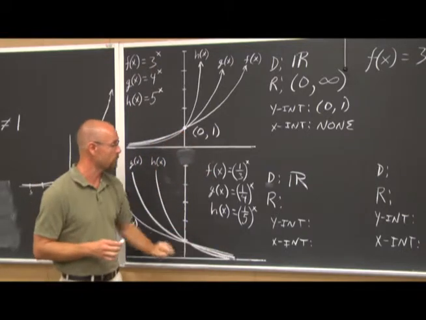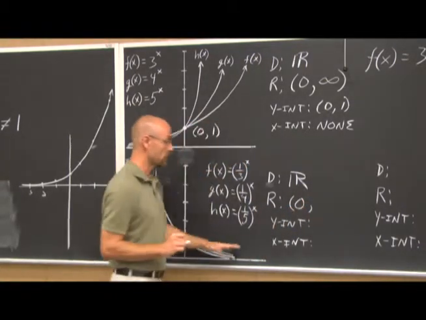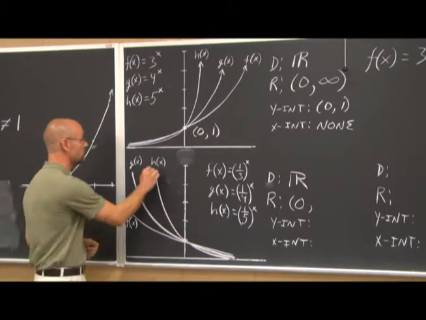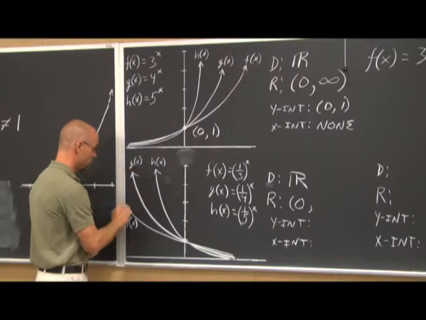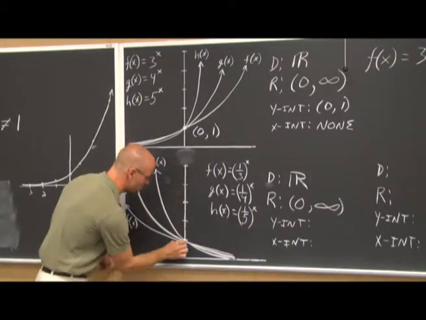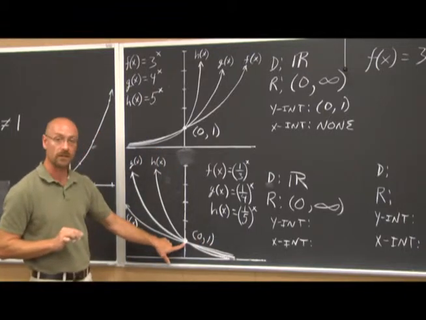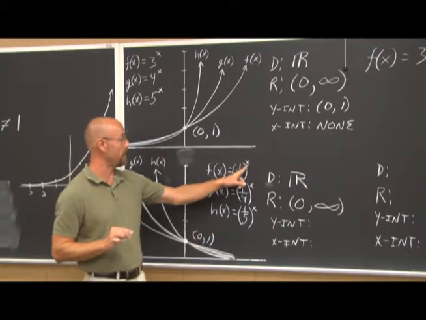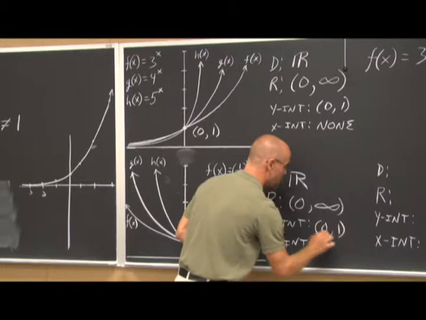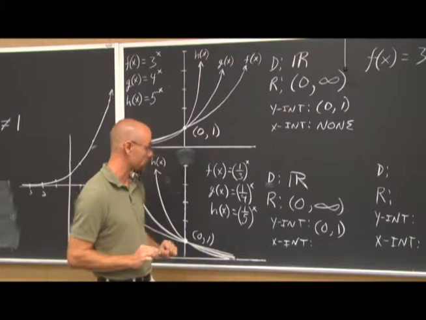Kind of the opposite of this, right? So our range, because it never is equal to 0, 0 is our limit, our lowest part. But if we look this way, in the negative direction, these are actually continuing on to infinity. So our range is 0 to infinity. Our y-intercept, again, they share that same y-intercept. When x is 0, we get 1 because anything to the 0 power is equal to 1. So our y-intercept, again, is (0, 1). And our x-intercept, well, if it never is equal to 0, it never crosses that axis.